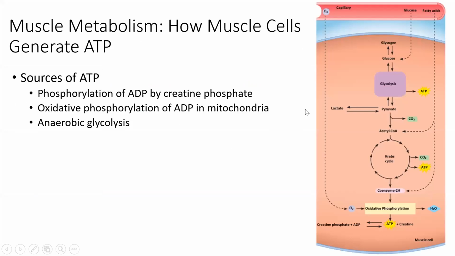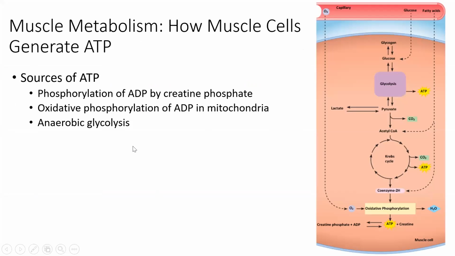So the last time we spoke on Friday, we were pretty much just getting into muscle metabolism, and we were starting the conversation about the source of energy for muscle contraction. So essentially, where does muscle get its ATP from? And so we talked about these three sources of ATP.